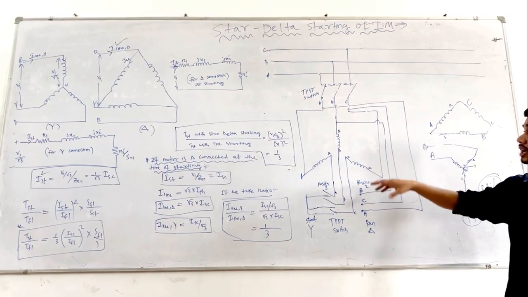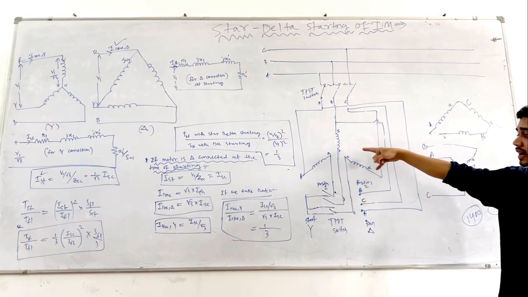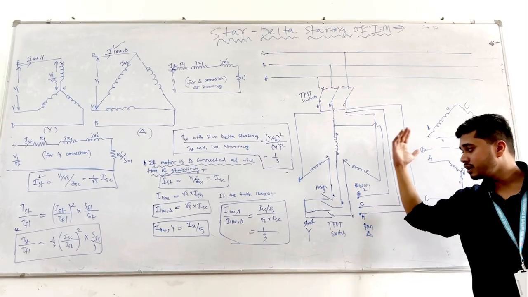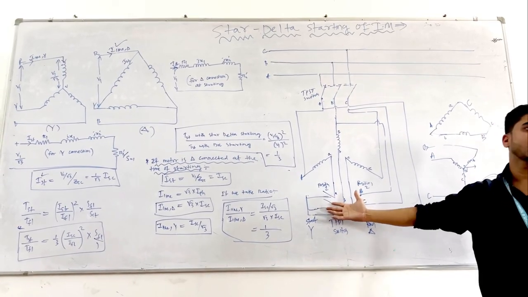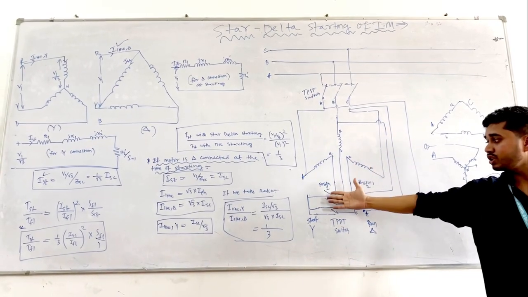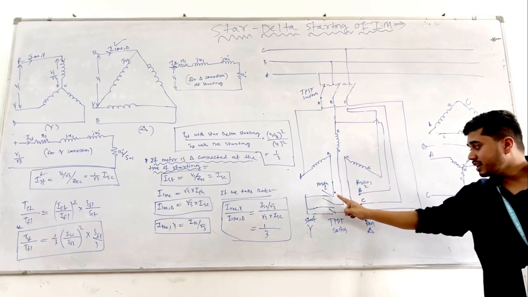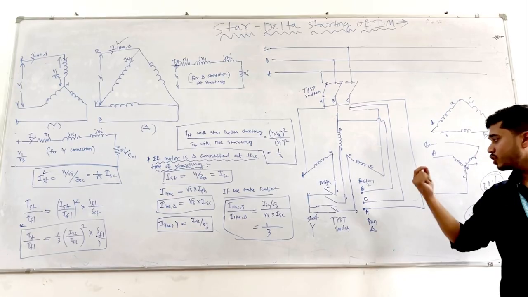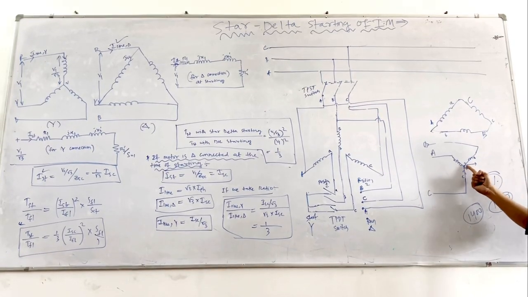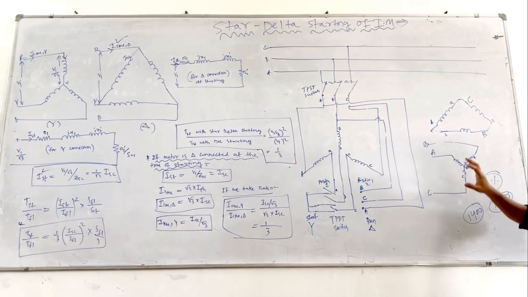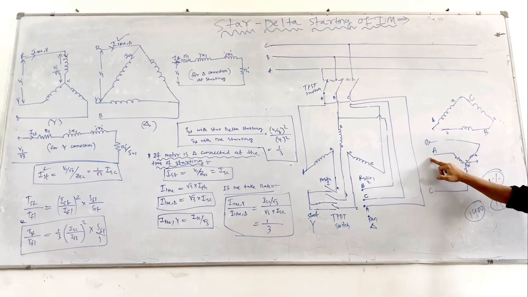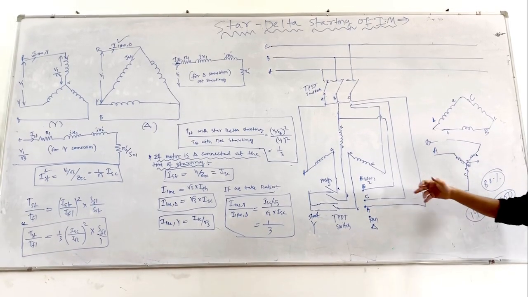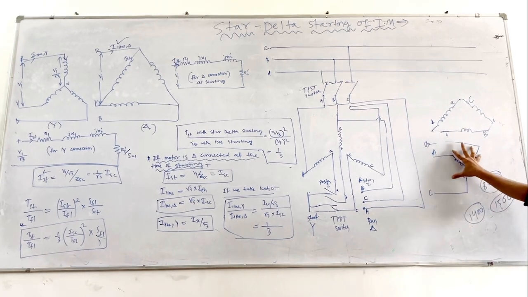So this way you can convert a star connected winding to a delta connected winding with the help of a TPDT switch. Its position will decide whether it is a star connection or delta connection. In position 1, the 3 terminals small a, small b, small c are shorted. Small a, small b, small c shorted gives you the neutral point, and capital A is connected to phase A, capital B to phase B, capital C to phase C. This way you have made the star connection.